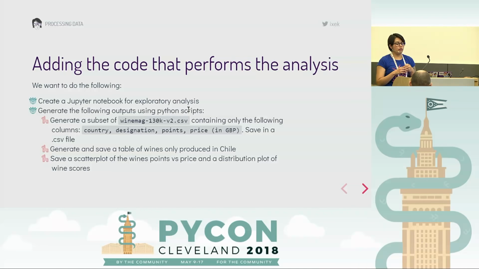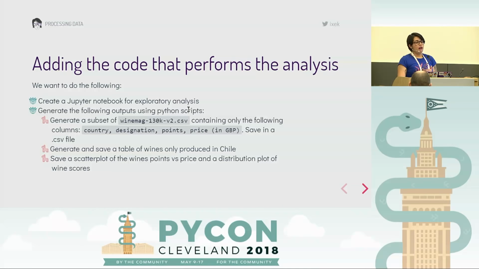We have intermediate scripts that are going to generate my analysis outputs. We have a workflow. We have our raw data, and we're only interested in generating a subset of the country, designation, points, and we're going to create a special column that will give me the price in British pounds. And we're going to save all of that in a CSV. We're also probably only interested in analyzing the wines that come from Chile. So we're going to create a subset for only the wines that were produced in Chile.